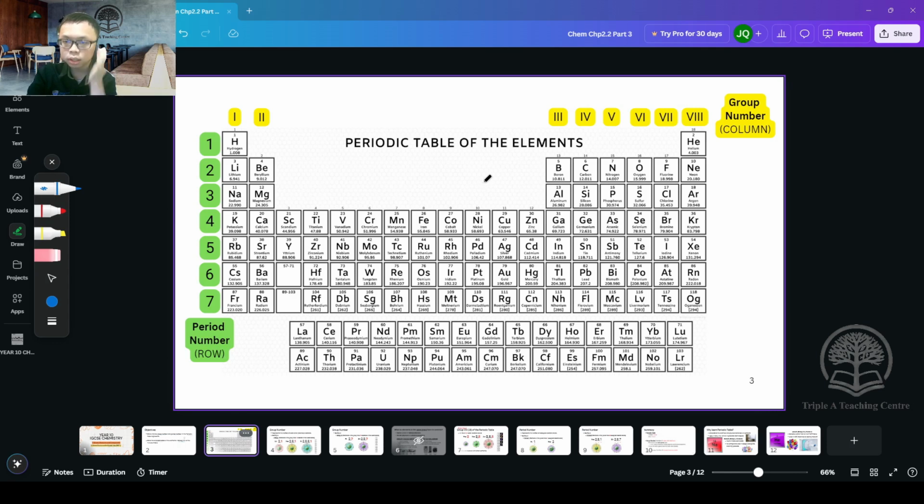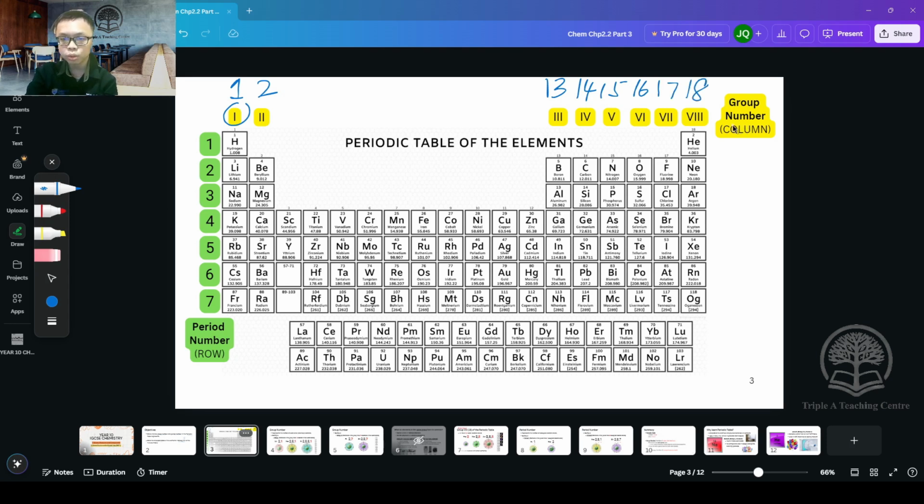This is the periodic table, and it's very important in chemistry. If you look at the columns, from top to bottom, this is the group. The group number represents the column. For group numbers, we use Roman numerals to represent them. For example, group 1 uses the Roman numeral I. This is group 1, this is group 2, then groups 13, 14, 15, 16, 17, and 18.